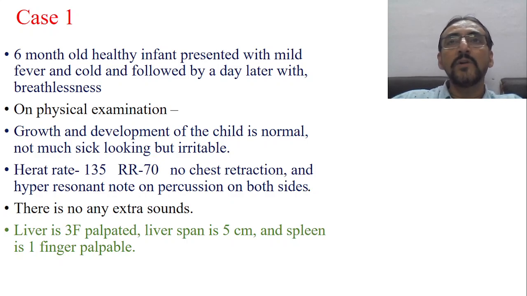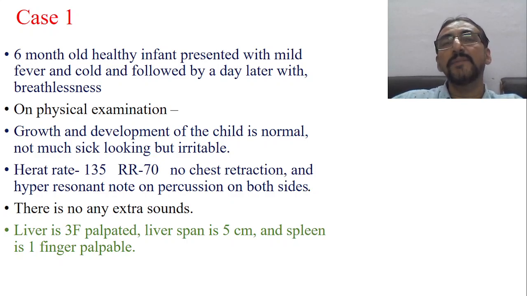Now come to the last point, that is liver 3 fingers palpated. Now do you think it is normal? Liver is 3 fingers palpated in a 6 month old child. Is it normal? Yes, sir. Liver is slightly palpable, yes, but 3 fingers is more. It is a little more than normal. Liver span is 5 centimeter.